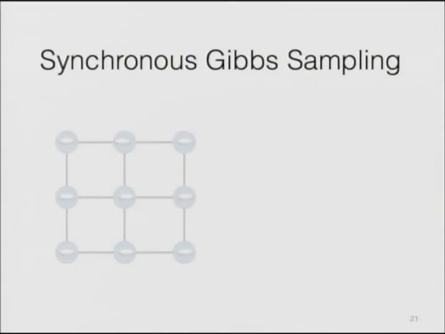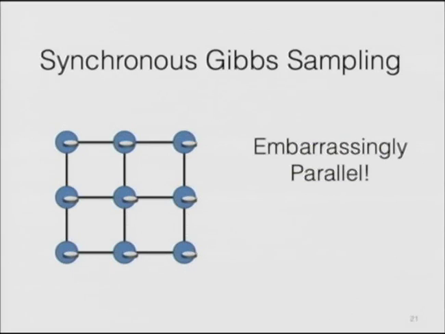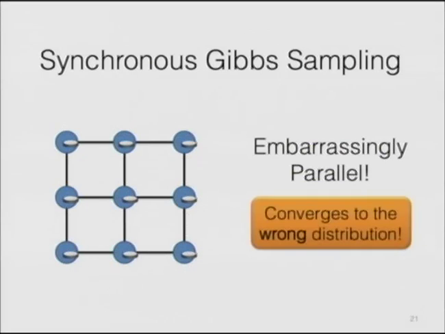All right, so one way you could approach this problem is to construct a synchronous Gibbs sampler. This would be the bulk synchronous approach. I take all of my variables, and I try to assign a processor to each one of them. And then I try to flip them all at once. So it's an embarrassingly parallel process. It's embarrassingly parallel, but it also converges to the wrong distribution. So it's fast, but wrong.